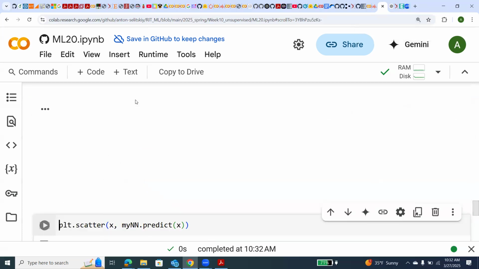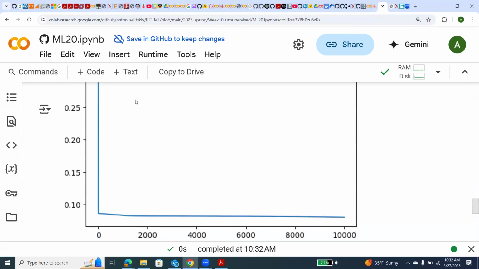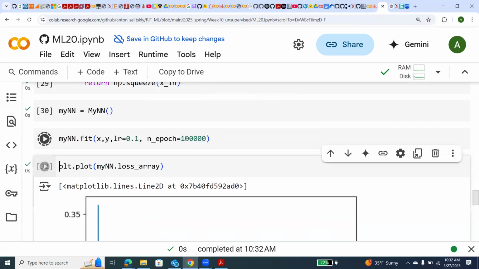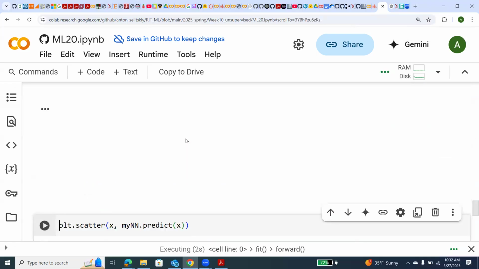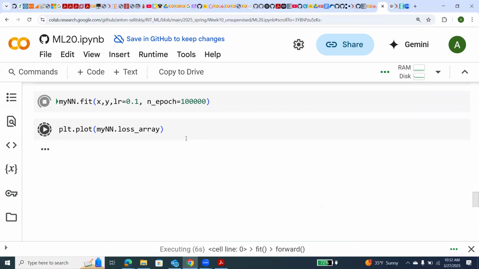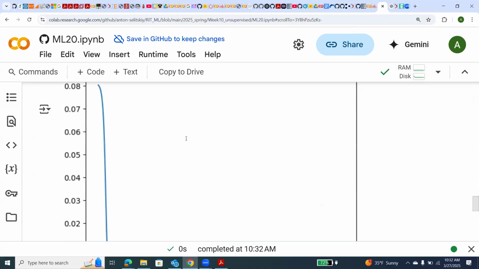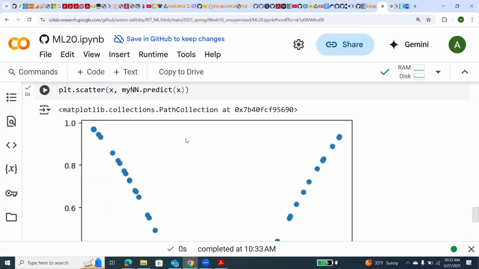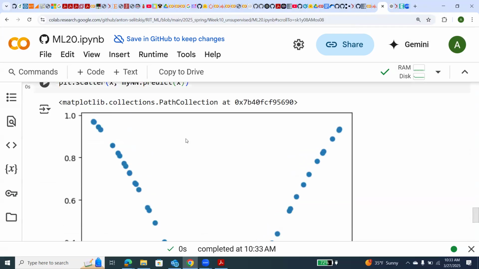And then you can increase the number of epochs. Yeah, here is the drop, and then use predict to plot the prediction. Okay, and this is how we will later build neural networks with Torch.